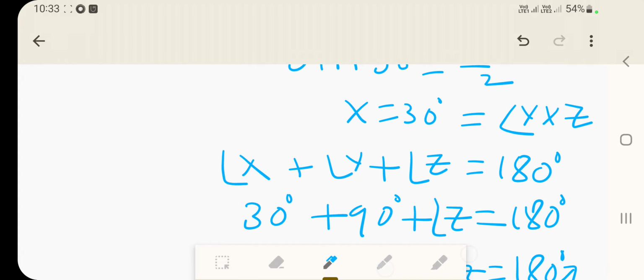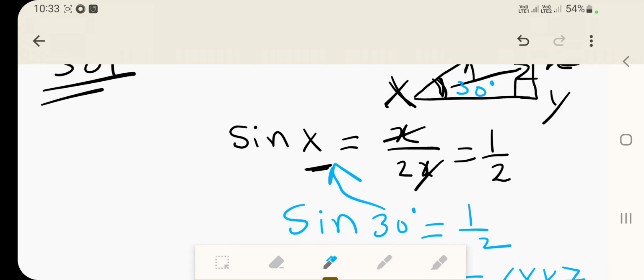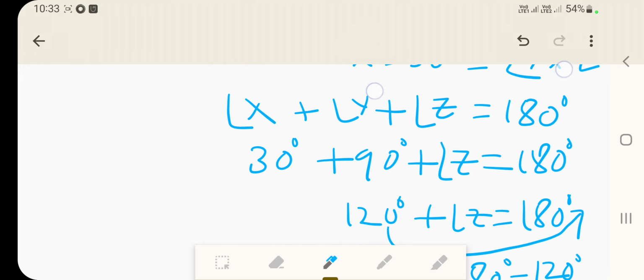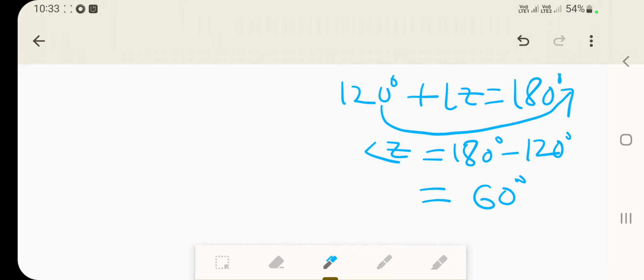This is one way we can calculate angle YZX. Another way is by finding the value of XY. Then we can use the side opposite to angle Z, which is XY. So that length XY divided by 2X, we can calculate the angle YZX. That way also we can calculate. This is a very simple way, you can easily calculate the answer.